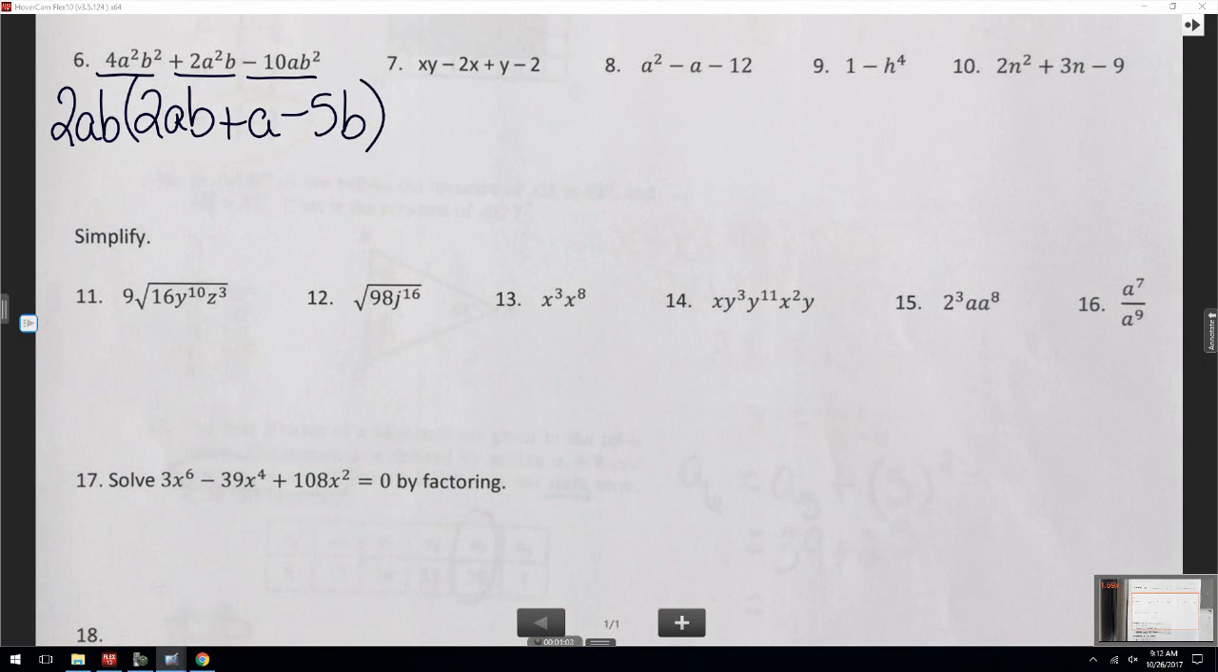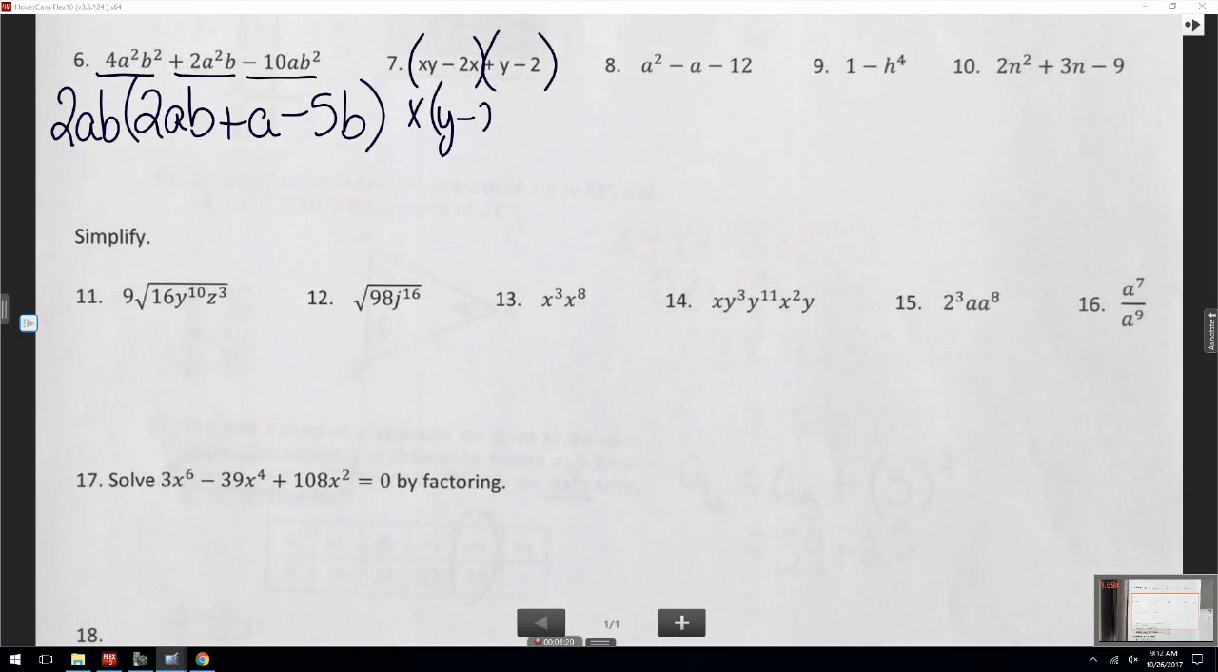Okay, what about number 7? How many terms does number 7 have, guys? That's 4 terms, so what do we do when we have 4 terms? Group. There you go. Alright, what do the first 2 have in common? They have an X in common. So Jalen, when I take out an X, what do I have left?